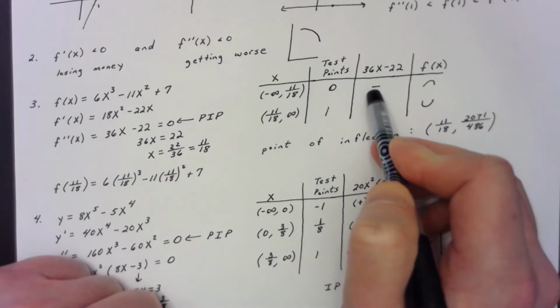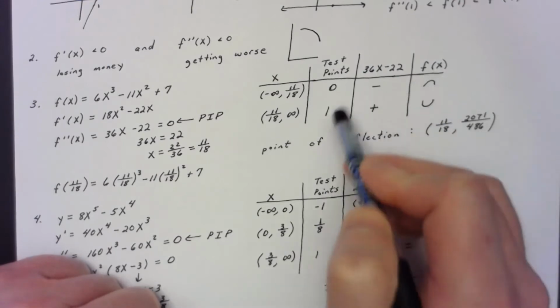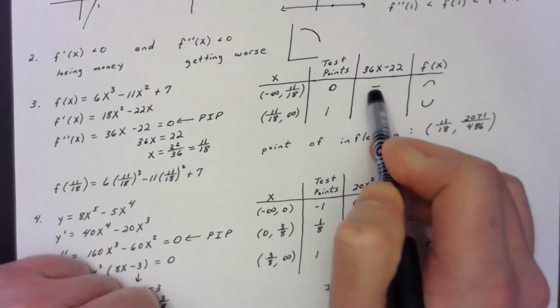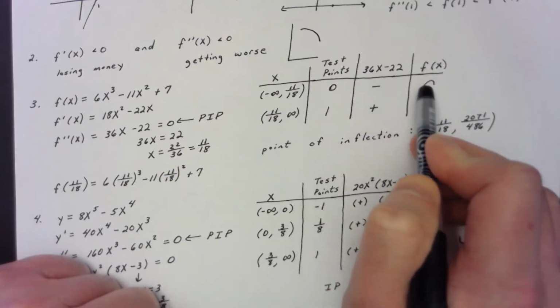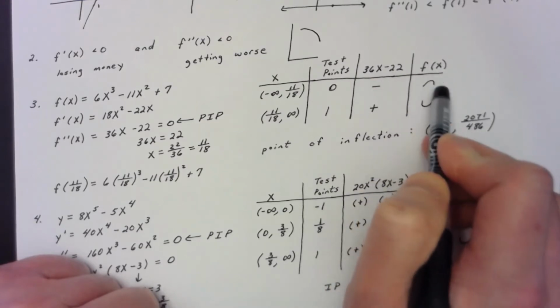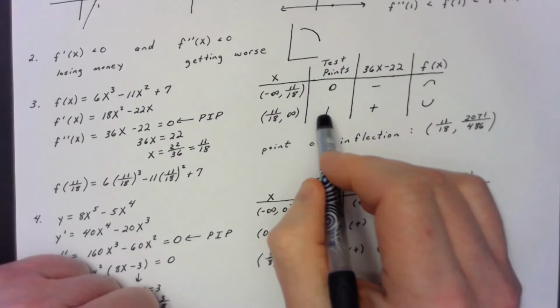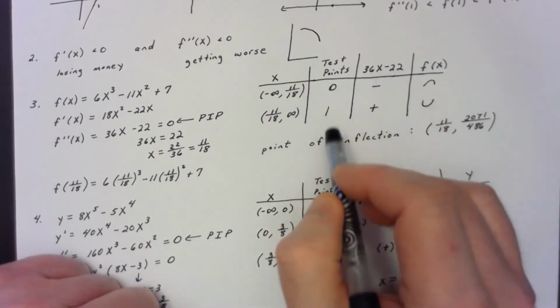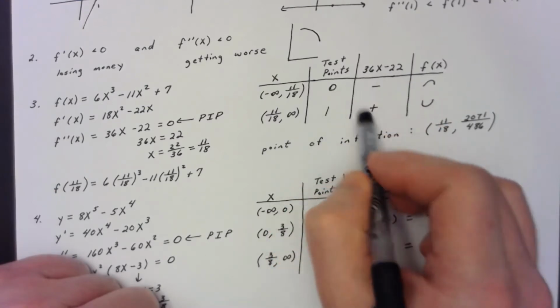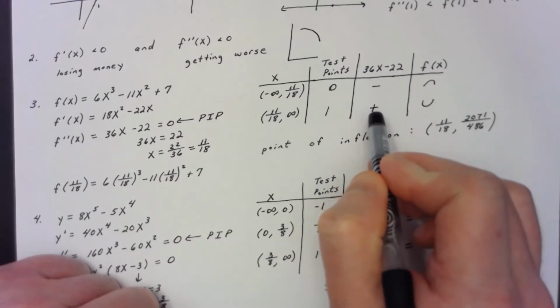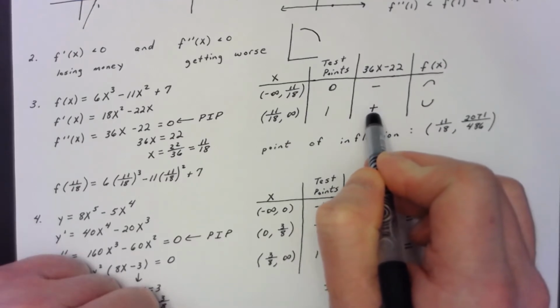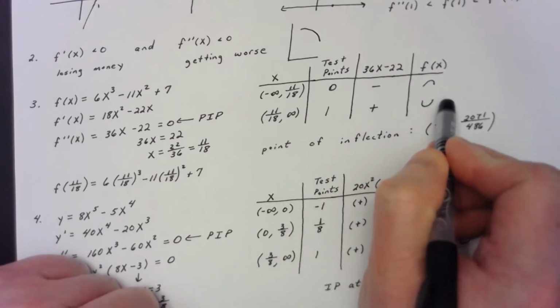What does that tell you? Well, it tells you that your original function is concave down. Whenever your second derivative is negative, the original function is concave down. It's going to be n-shaped. Now, when I plug in the 1, I would get 36 minus 22, positive 14. The only thing I care about is that whenever the second derivative is positive, the original function is concave up.